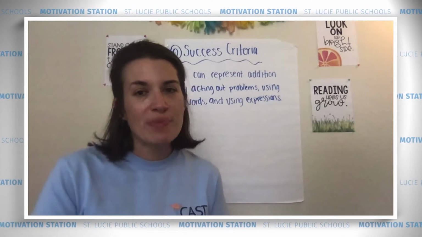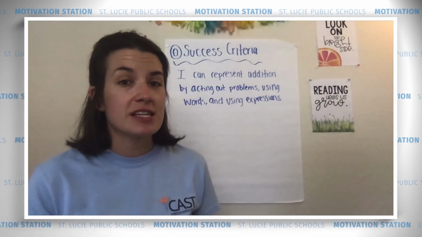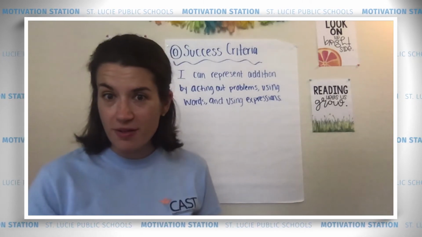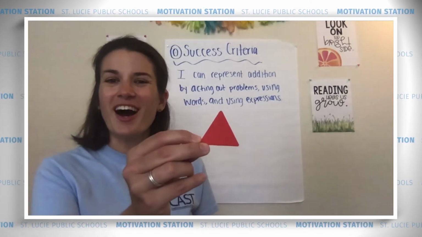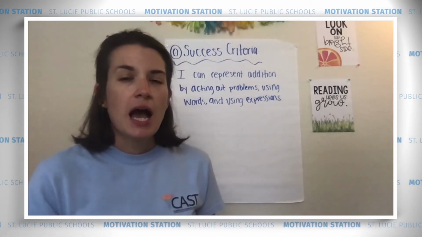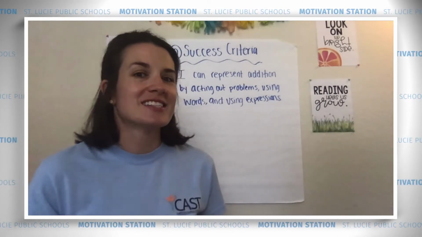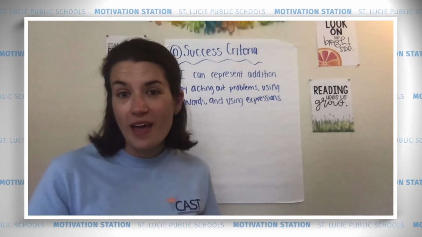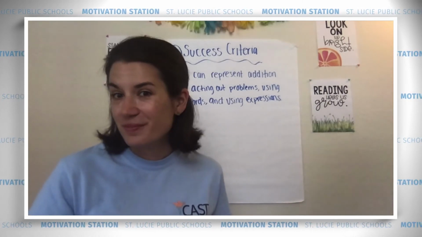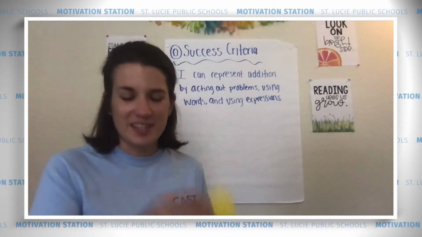I know a shape that has 3 sides and 3 vertices. Do you know that shape? You're right! It's a triangle! Awesome job! I know a shape that has 6 sides and 6 vertices. Do you know that shape? You're right! It's a hexagon.